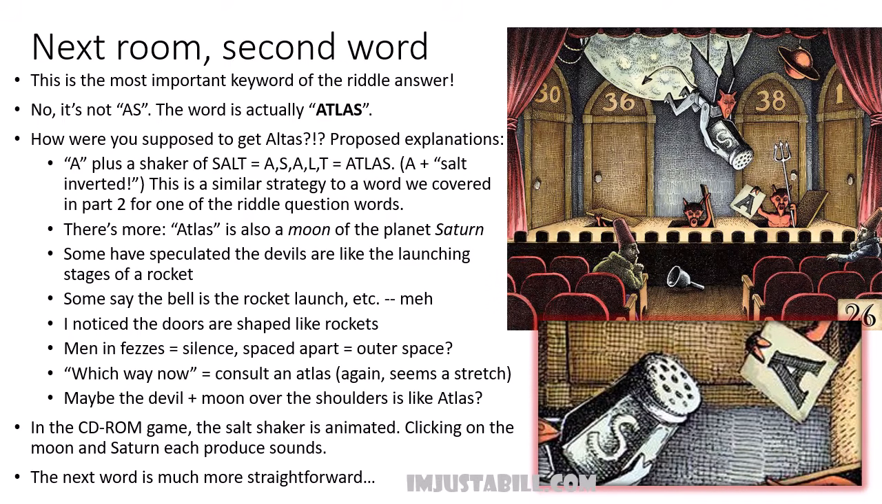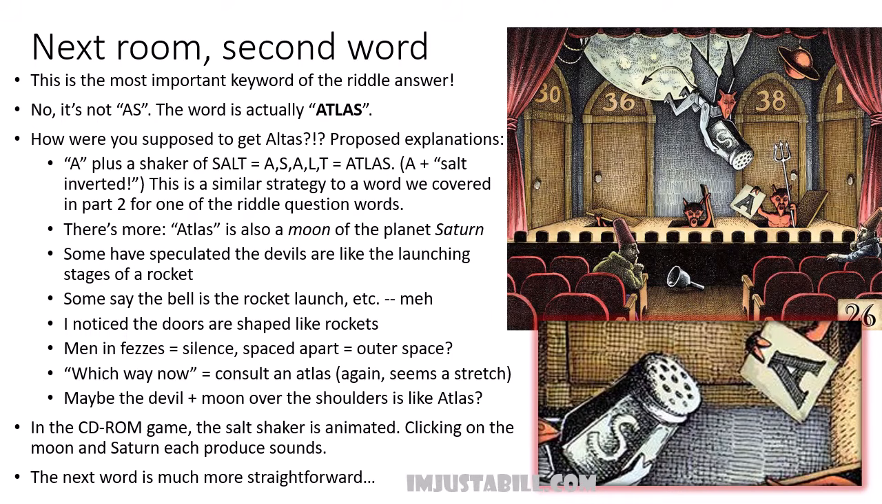And the men that are in the fez caps who are kind of shushing at each other, maybe that's some kind of metaphor for outer space, silence, spaced apart. Other fans have pointed out that the line in the text, "Which way now, children?" Well, if you wanted to find out which way to go, you might consult an atlas. Seems like a bit of a stretch, but something, again, some fans have proposed.